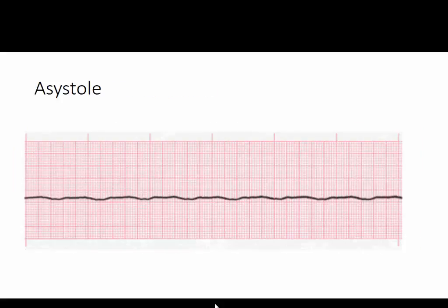Asystole: here it's not pumping at all, so that's pretty much a flat line. That's no contraction, because systole means contraction. So asystole means no contraction, person is dead.